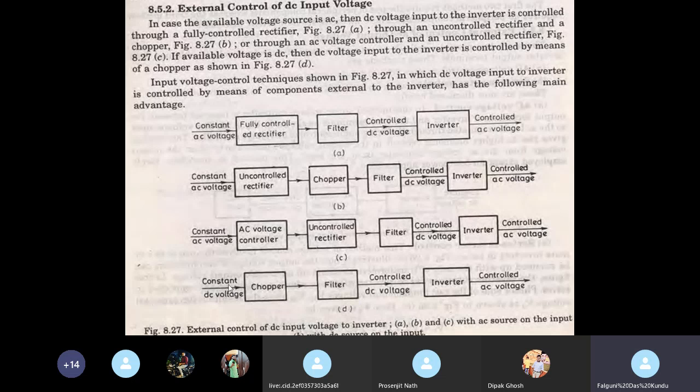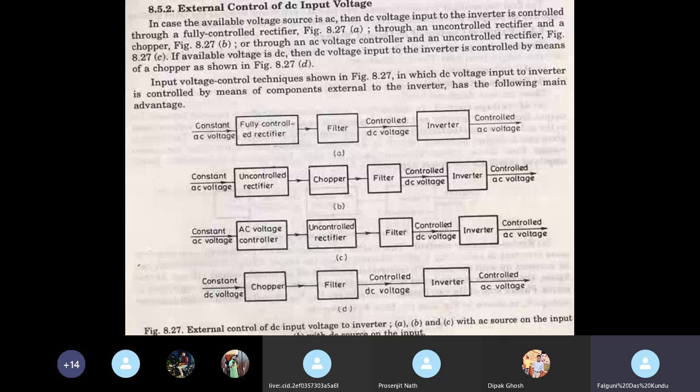Okay. The fourth one is constant DC voltage is given to the chopper. After that it goes through the filter, then we get a controlled DC voltage, then it is given to the inverter and we get the controlled AC voltage. Okay, so these are about the external control of DC input voltage.